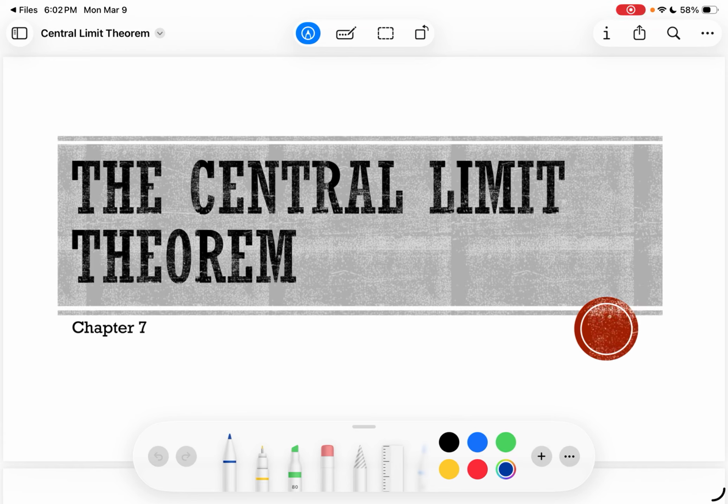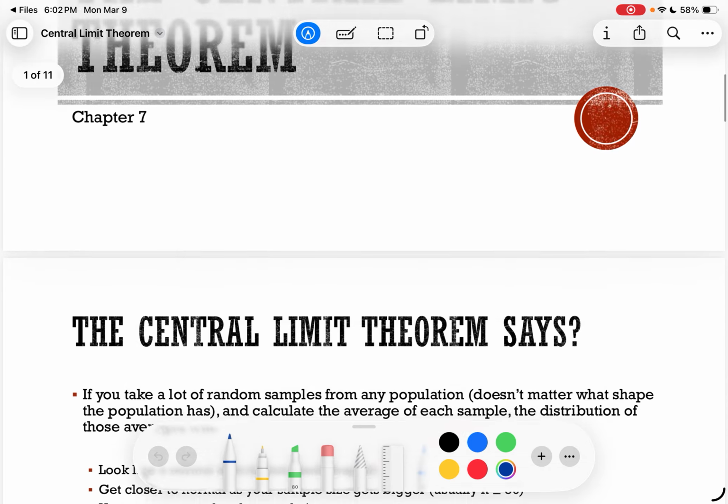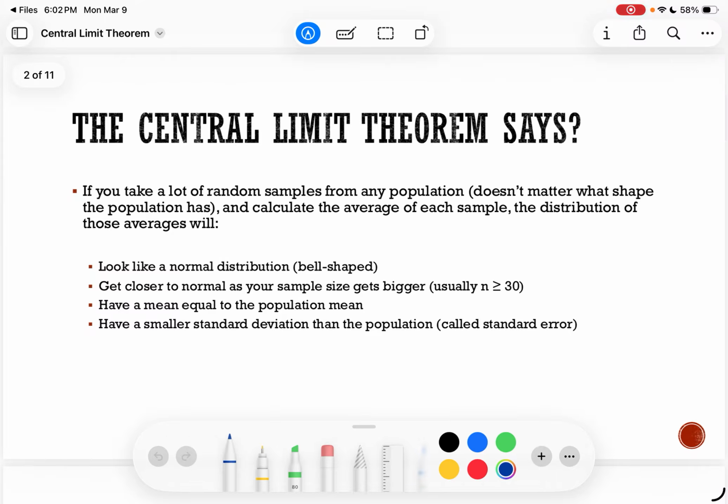College professor here. We're going to go over the central limit theorem today. It's a continuation from the empirical rule and the normal distribution curve. The central limit theorem says that if you take a lot of random samples from any population and calculate the average of each sample, the distribution of those averages will look like a normal distribution, a bell-shaped curve.